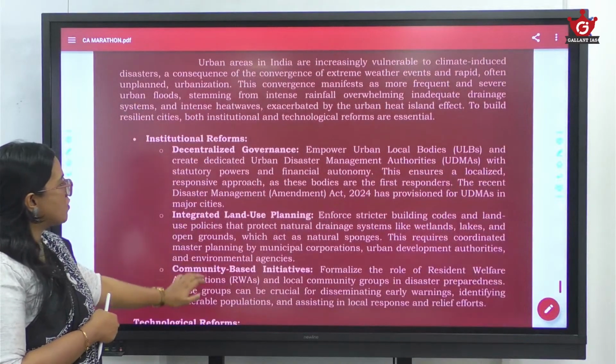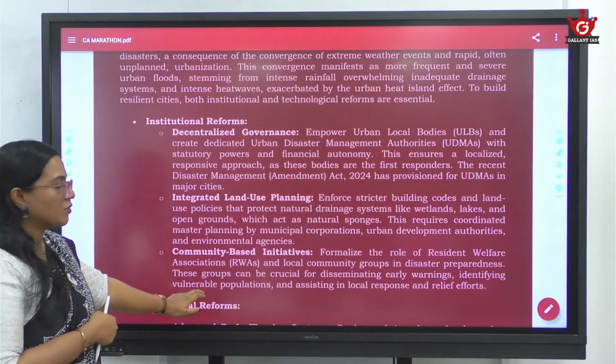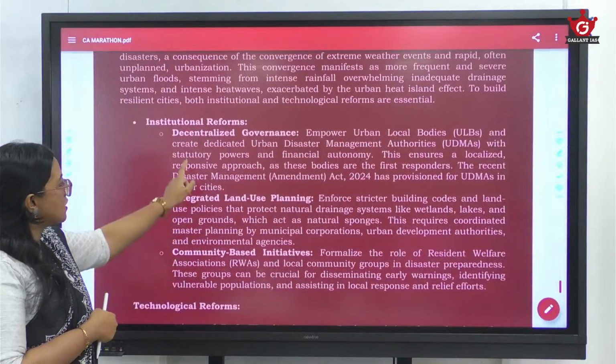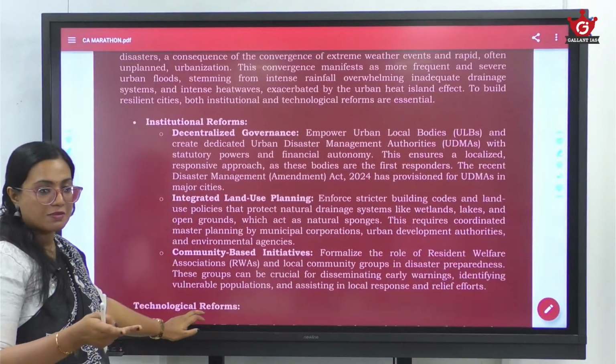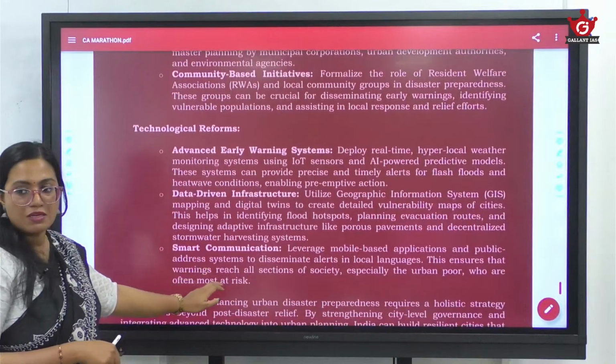Now, what are the institutional reforms? One is decentralized governance, integrated land use planning, community-based initiatives. Then, it asks you about institutional and technological reforms separately. So institutional reforms should be there and technological reforms should also be mentioned.